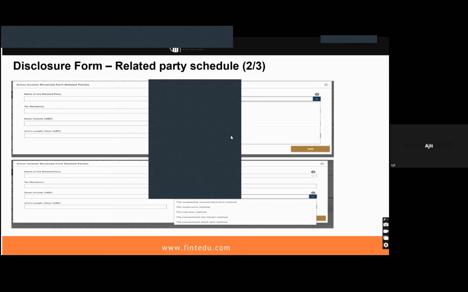Next question: even if I'm above 200 million and need to maintain master and local file, can I choose not to upload, saying that I only need to maintain the master file? See, this is up to you. The FTA has come up with a disclosure form. It's your position to go with the law. I would still say the law is more important than the disclosure form, and I would expect more clarity on this. But going by this form, if they're asking for it, it is important to get clarity from the FTA.